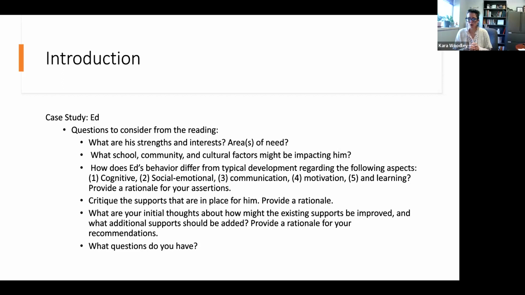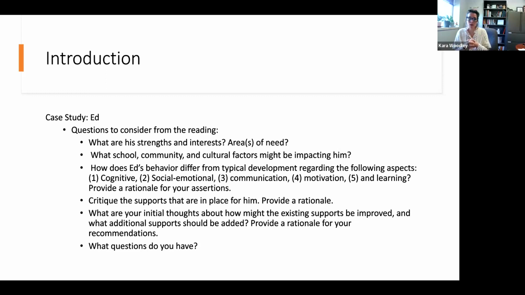What are his strengths and interests? What are his areas of need? What school, community, cultural factors might be impacting him? How does his behavior differ from typical development regarding those aspects? Critique the supports that are in place for him, and provide a rationale for that as you're thinking through this. Then, what are your initial thoughts about how the existing supports might be improved and what additional support should be added, and also provide a rationale. And then, what questions do you have?